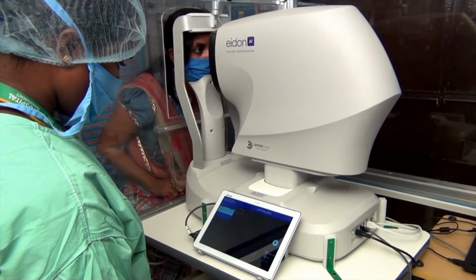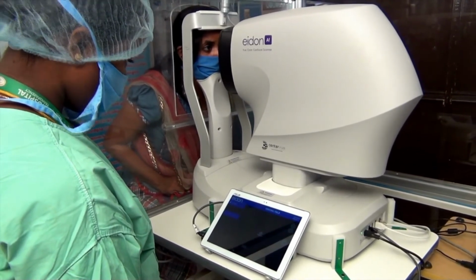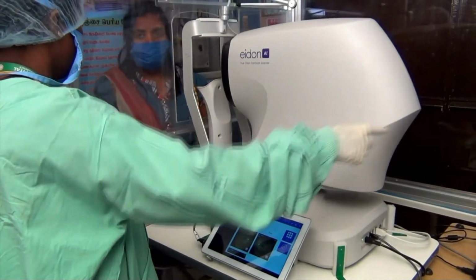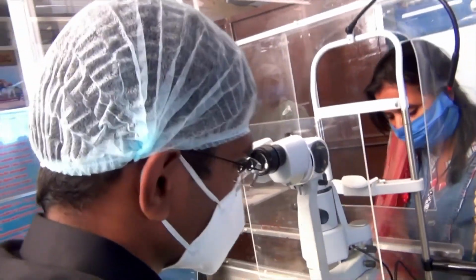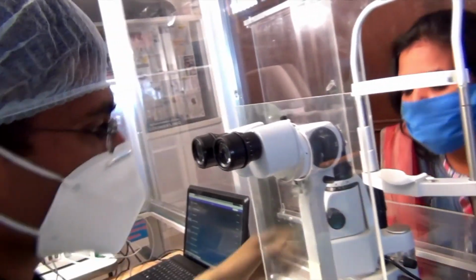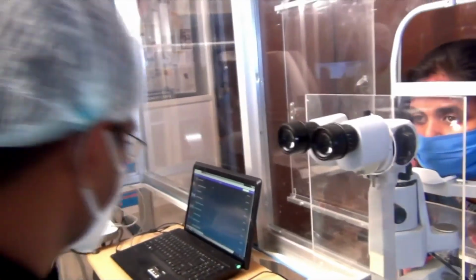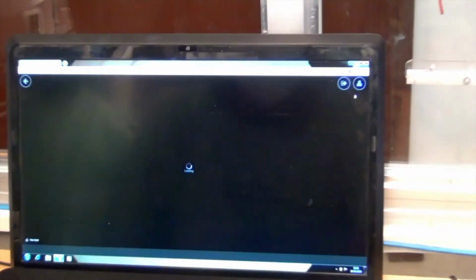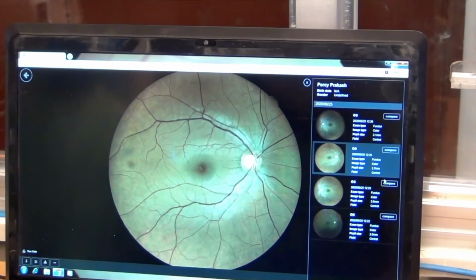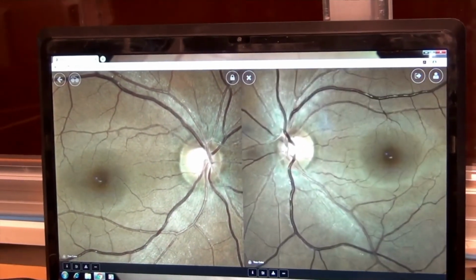Once the scan is completed, the patient is directed towards the cubicle where the doctor is present with the slit lamp. A short history is elicited, followed by anterior segment examination by the slit lamp, followed by examination of the fundus images relayed from the scanner through LAN in the PC desktop. Simultaneous comparative examination of both eyes is possible in high resolution with a zooming tool.